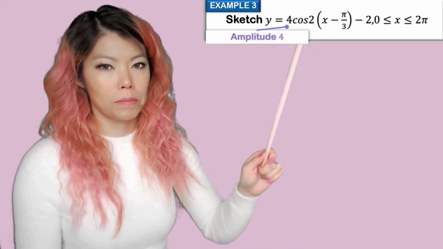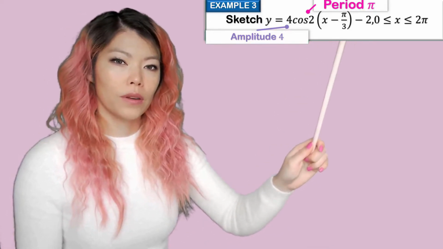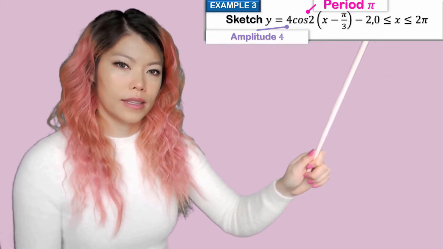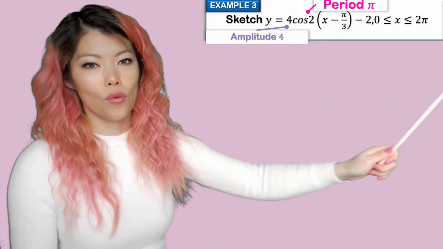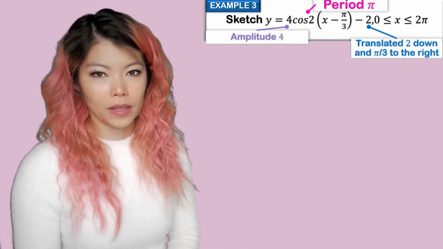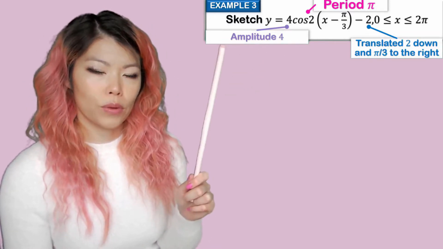The period is just pi. And the minus pi on 3 and the minus 2 means we're moving down by 2 and to the right by pi on 3. So let's have a look at the amplitude before we sketch.